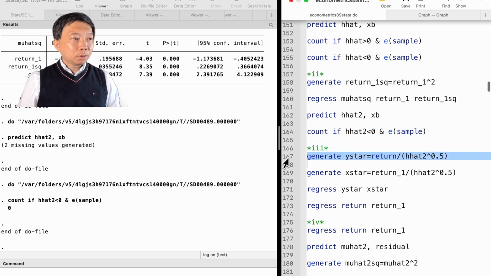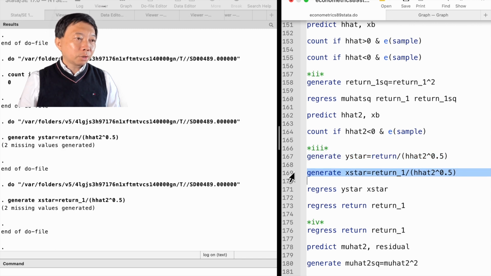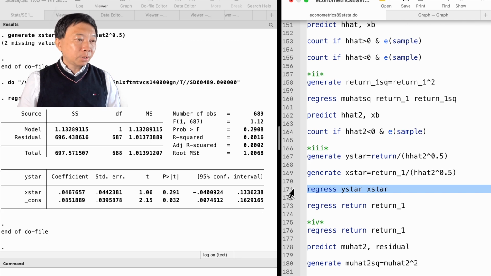h is a function of the past returns. We use h to construct the transformed equation. We divide the original variables by the square root of h. Using the transformed variables, we find that the t statistic is 1.06 and beta 1 is not statistically significant at the 10% level. It is less significant than the OLS estimation.